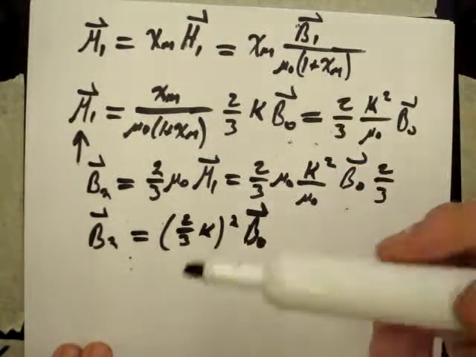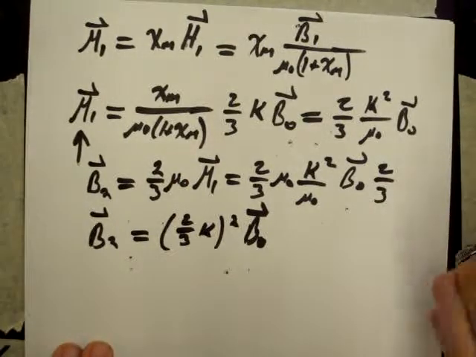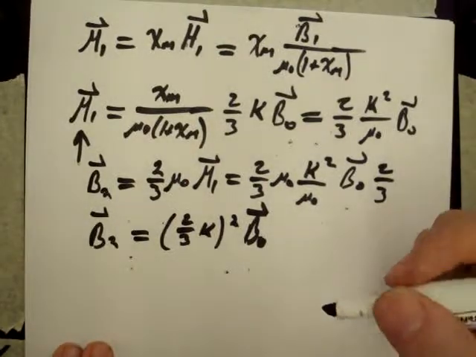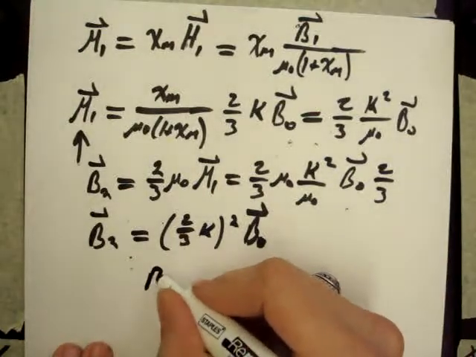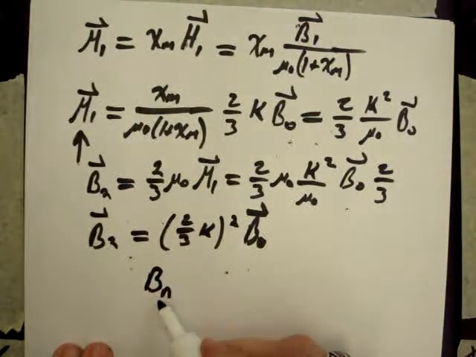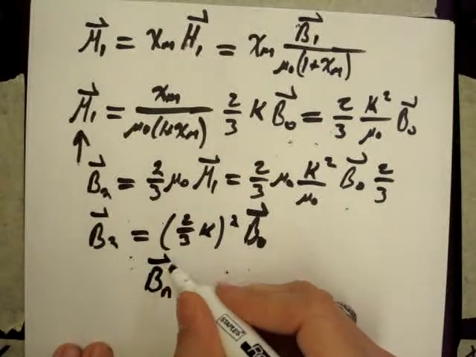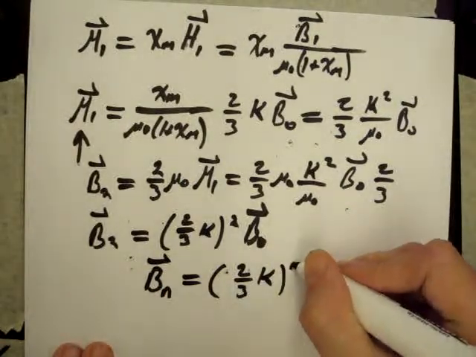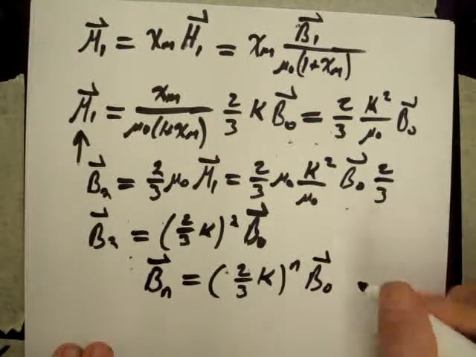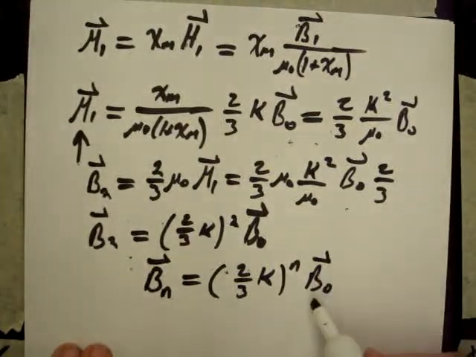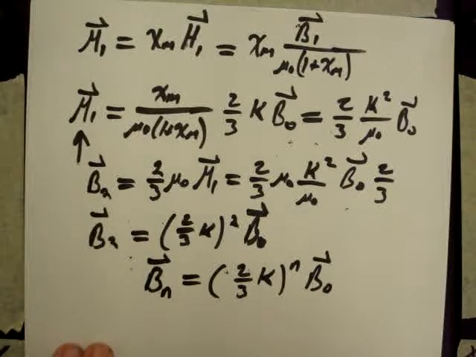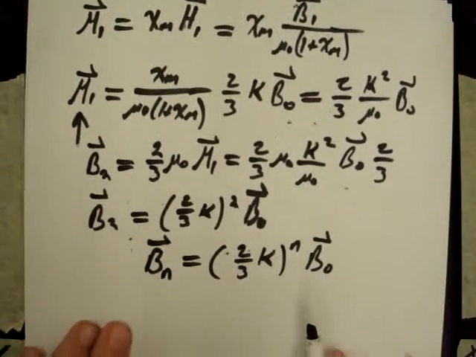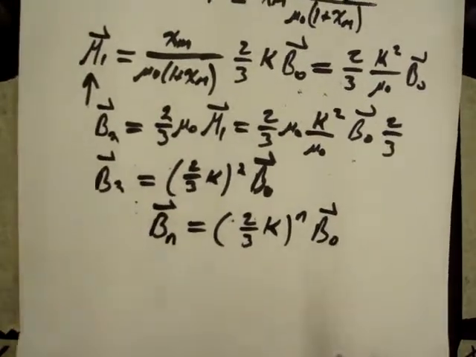So I think you can already start seeing a pattern going on. We're more or less going to get something that looks like the nth iteration is going to be 2/3 K to the nth power with respect to the original magnetic field. Now this sequence term, this smells like a geometric series. It really does. So let's take a look at it.